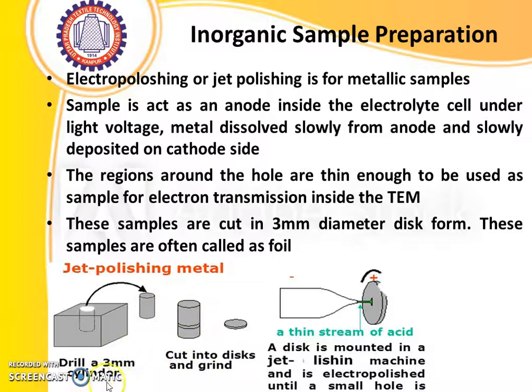So drill a 3 mm cylinder and then cut it into discs and grind it. A disc is mounted on a jet polishing machine and is electropolished until a small hole is made.